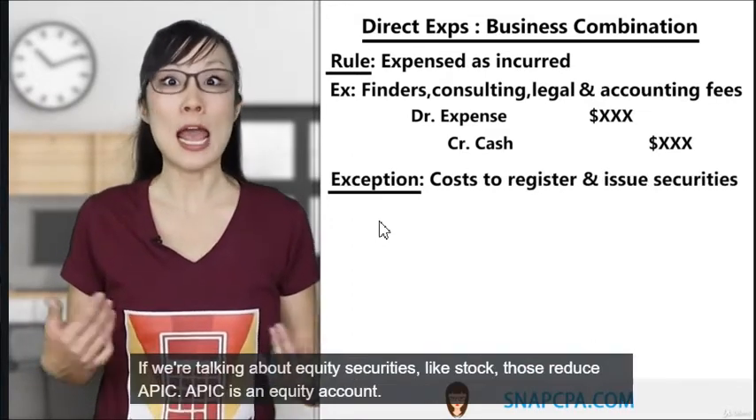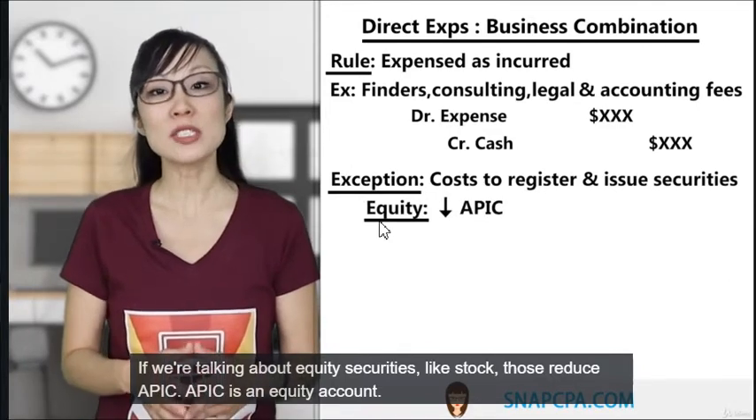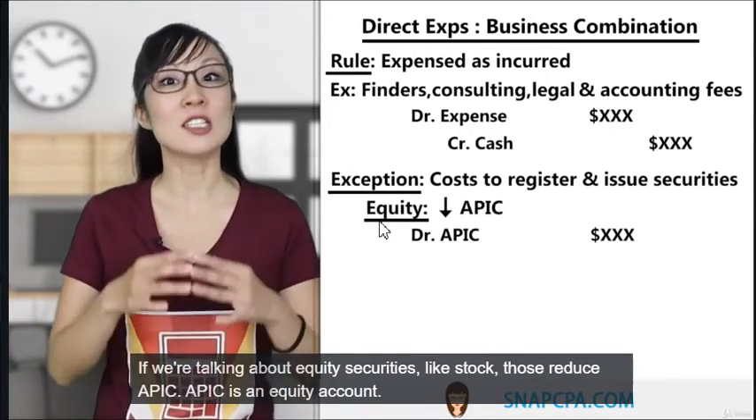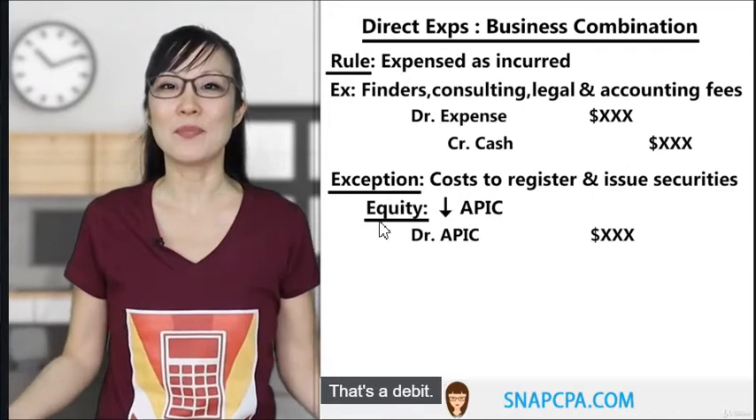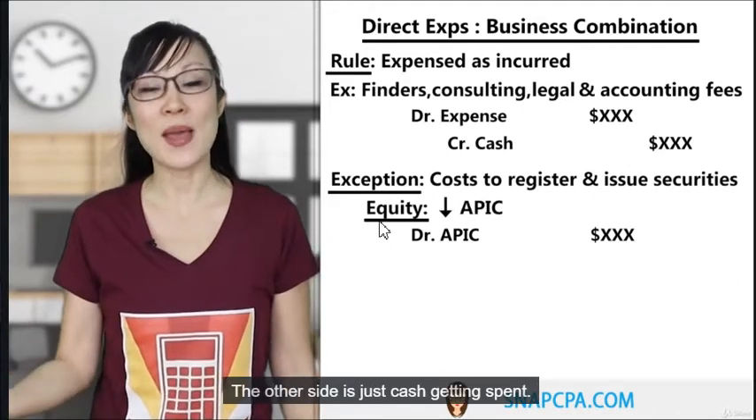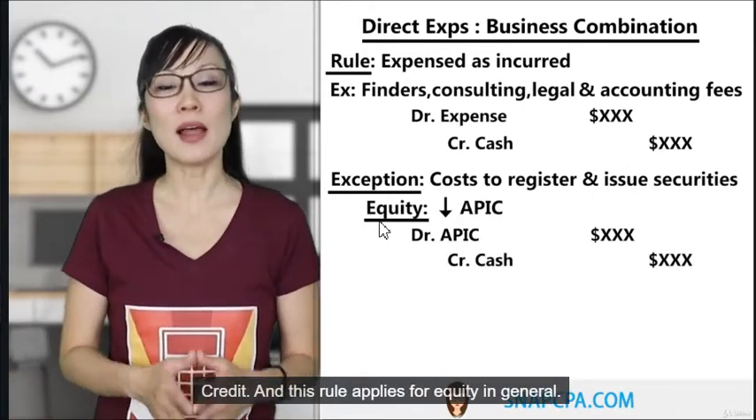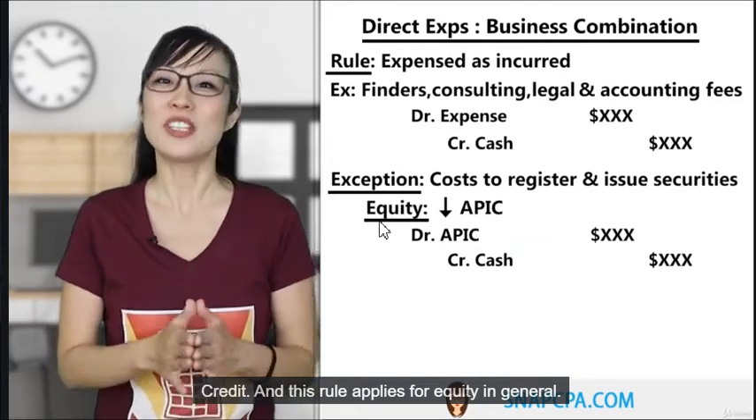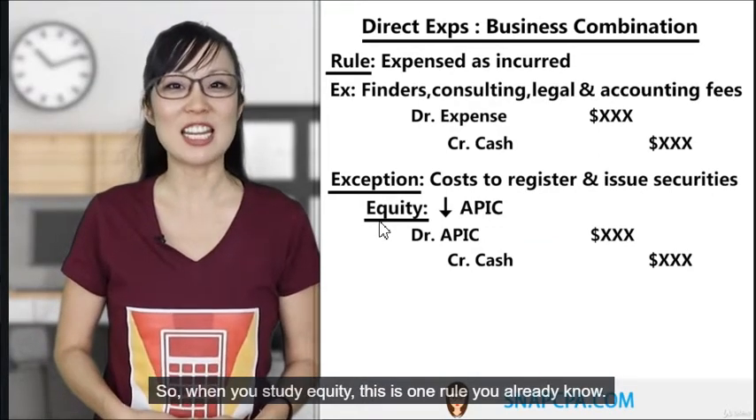If we're talking about equity securities like stock, those reduce APIC. APIC is an equity account, it's going down. That's a debit. The other side is just cash getting spent, credit. And this rule applies for equity in general, so when you study equity, this is one rule you already know.